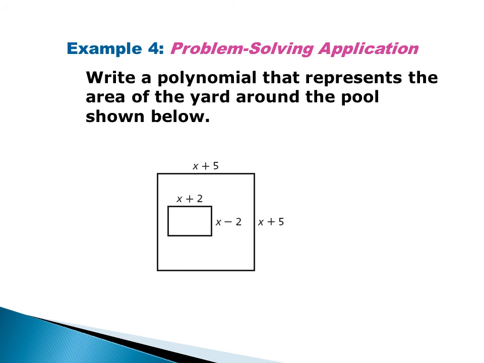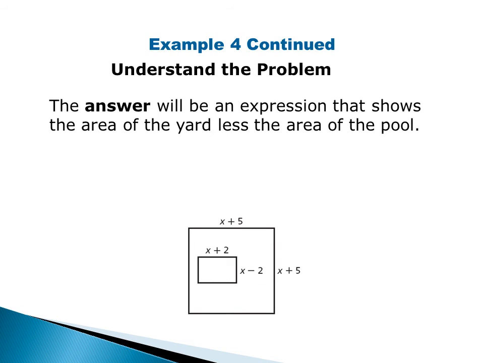Now this one is the same thing we did, except this time we need to find the whole area minus the middle one, the inside one. So what's the outside? x plus 5 times x plus 5. You know what's going to happen, right? Then you're going to subtract x plus 2 times x minus 2. Okay, let's do the first plan.